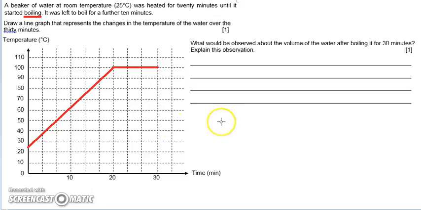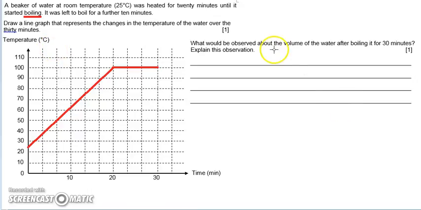One more time. Room temperature 25 when it was heated for 20 minutes. Okay, so when water is heated, it gains heat. The temperature rises until it reaches boiling point, which is at 100 degrees Celsius. We know that liquid water can never exceed 100 degrees Celsius, so the temperature remains constant as it boils at 100 degrees Celsius for the next 10 minutes. Right?